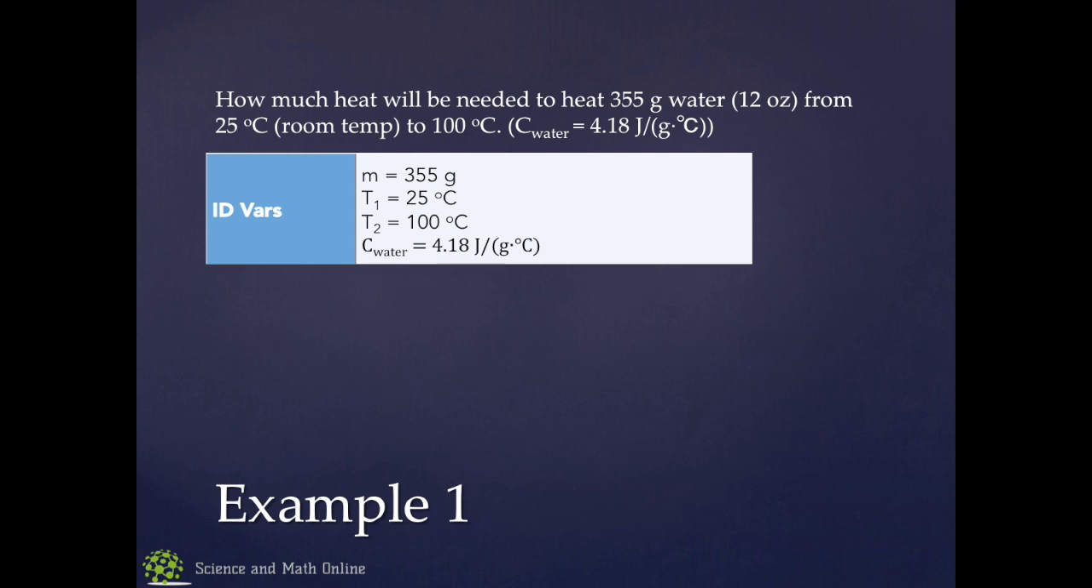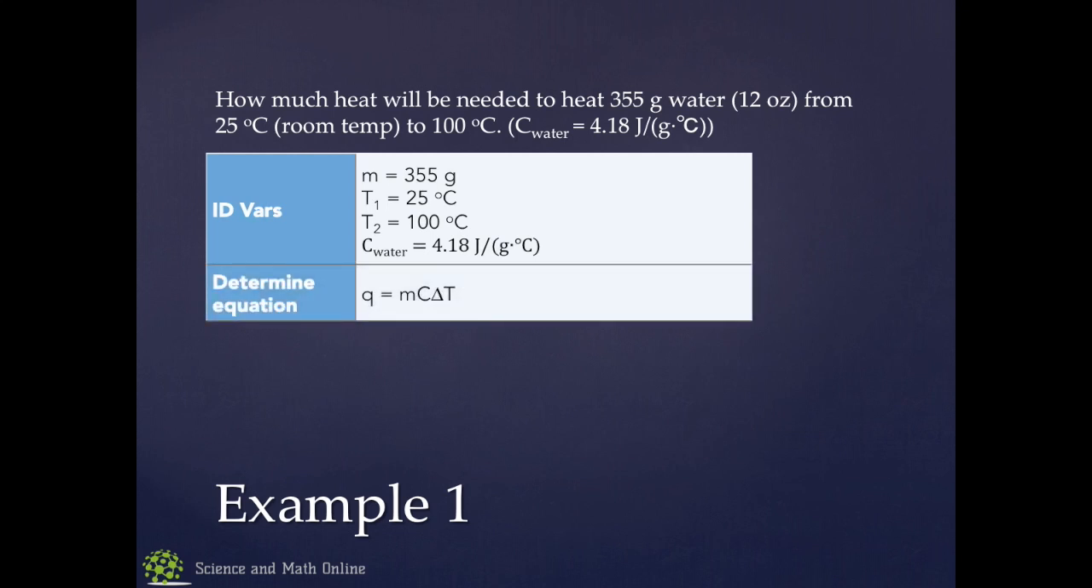So first thing I want to do is identify the variables that I have. I'm given a mass, 355 grams. I'm given an initial temperature of 25 degrees. I'm given a final temperature of 100 degrees. And I'm given the specific heat of water. So I've identified what I've got. If I was doing this on paper, I would write M here, I would write T1 above here, and I would write T2 above here. I would simply identify what variables I have been given.